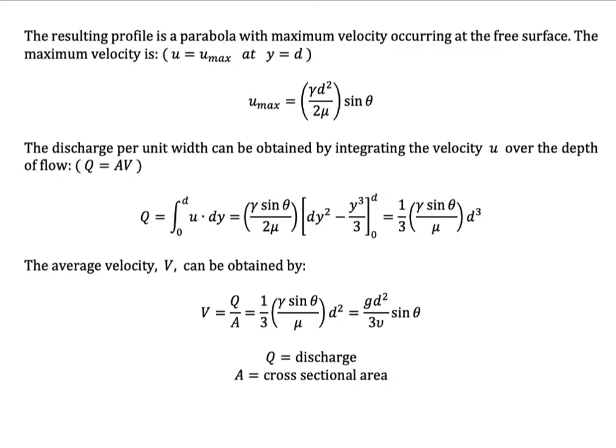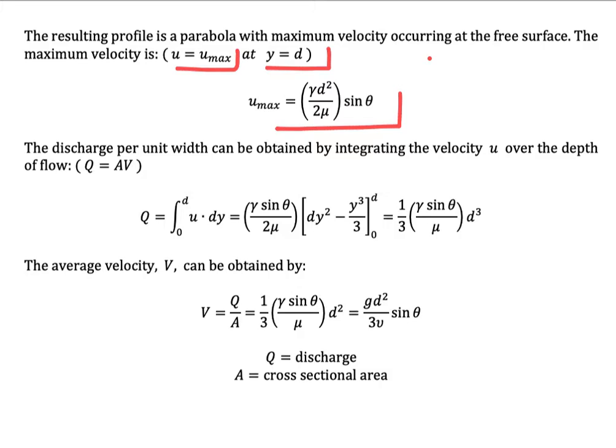And then people will try to get the U maximum. Normally in that situation, because the flow is laminar, later on I will describe about that. If U is maximum, for sure we assume that it occurs at y equal to d. So we substitute into the previous equation. So we will get that U max can be written as gamma d square over 2 mu sine theta.